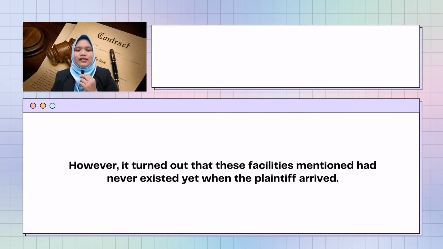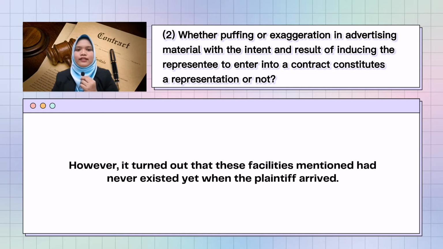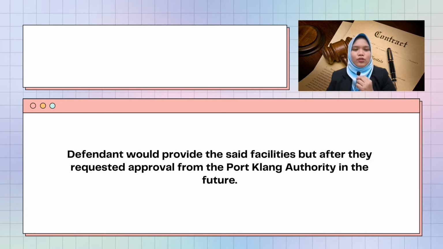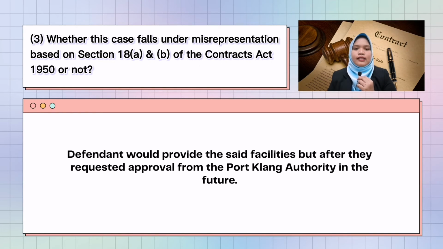However, it turned out that these facilities mentioned had never existed when the plaintiff arrived. So, the second issue here is whether puffing or exaggeration in advertising material, with the intent and result of inducing the representee to enter into a contract, constitutes a representation or not. Next, the defendant told the plaintiff that they will provide the said facilities, but only after they request approval from the Port Klang authority in the future. So, the third issue here is whether this is still a case of misrepresentation under Section 18, Paragraphs (a) and (b) of the Contracts Act 1950 or not.